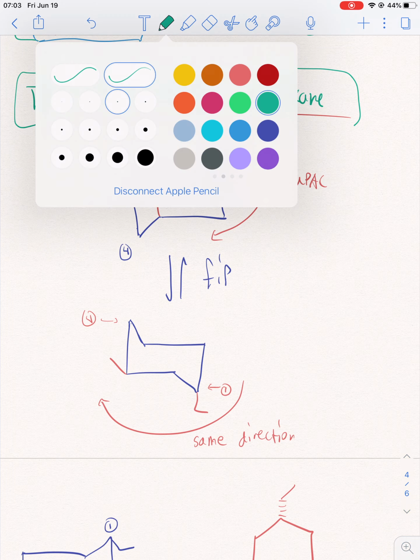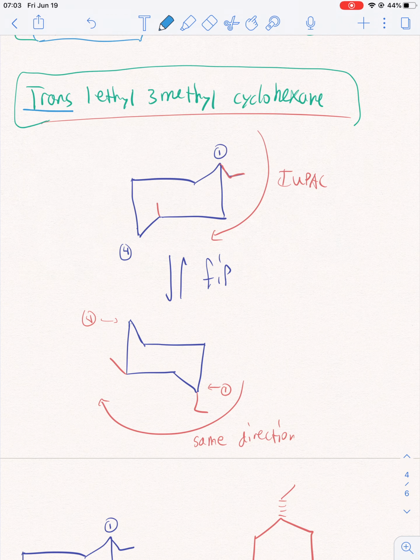We have a couple important pieces. Trans 1-ethyl 3-methyl, telling us that one of these is up and the other one's down. Right? It doesn't matter axial or equatorial. We're not thinking that. We're just thinking up and down, because it depends on the carbons we put them on. Okay, we can put them on any carbon on a chair.